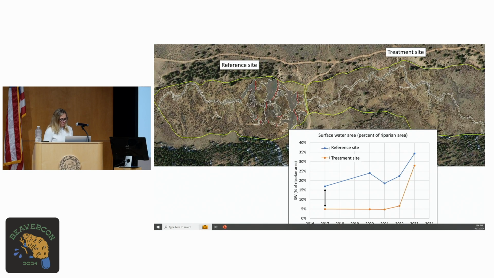So here you see an aerial view of the treatment and reference sites and a graph of surface water area expressed as a percentage of the total riparian area. The lower yellow line represents these values for the treatment site, where there are no beavers, and it's a simplified channel. The blue line is the reference site just upstream, where there is an existing beaver population. Pre-project in 2017, the treatment site was at 5%, and the reference site was at 17%.